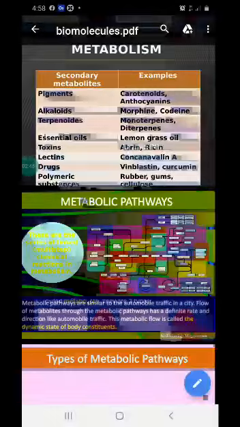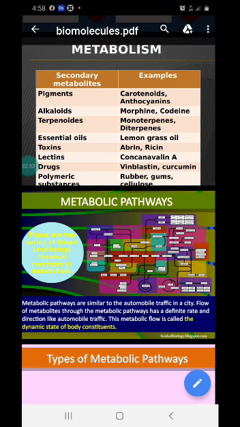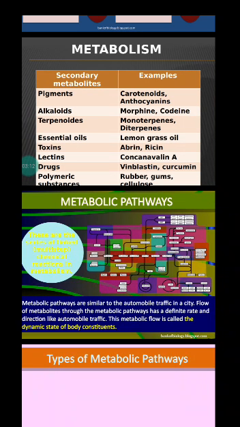Okay. Now, these are the secondary metabolites. For example, pigments. Yes, chlorophyll pigment, you know that. Carotenoids, anthocyanins, alkaloids, morphine and codeine, terpenoids, monoterpenes, diterpenes, drugs, polymeric substances like rubber and gums. Okay, so these are the various kinds of secondary metabolites.